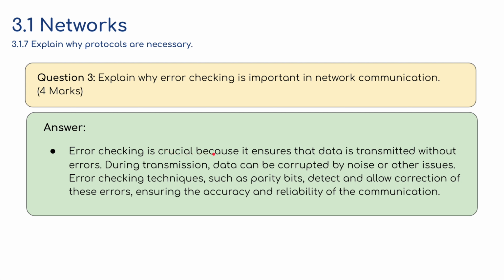In terms of error checking, it is crucial because it ensures that the data is transmitted without errors. During transmission, data can get corrupted by noise or any other interference. Error checking techniques such as parity bits detect and allow correction of these errors, ensuring the accuracy and reliability of the communication.